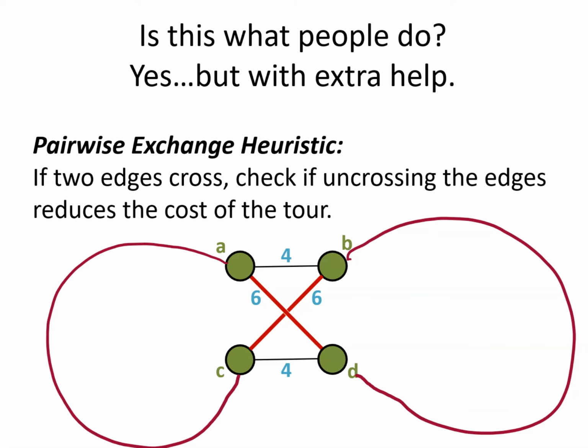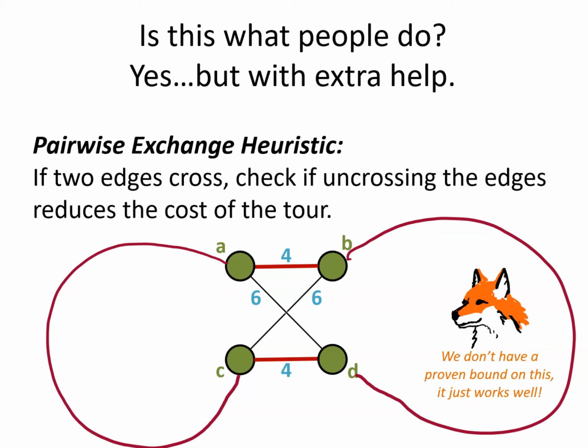So it's worthwhile to check whether replacing 2 crossed edges with 2 uncrossed edges, which otherwise still gives you a tour, will help reduce the total cost of your tour. Now this is a heuristic. It's not an approximation with some official bound. However, it works quite well in practice.